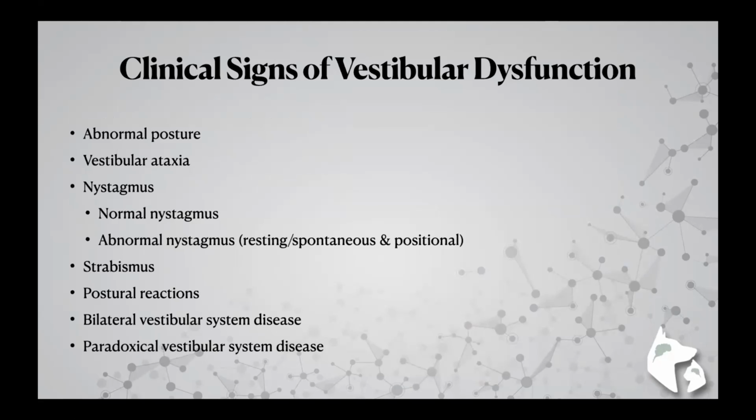So clinical signs of vestibular dysfunction. We're going to go through abnormal posture, vestibular ataxia, nystagmus, both a normal nystagmus and an abnormal nystagmus, particularly talking about jerk nystagmuses, strabismus, postural reactions, and then we're going to talk about bilateral vestibular system disease because it's a little bit different, and then paradoxical vestibular system disease, okay?